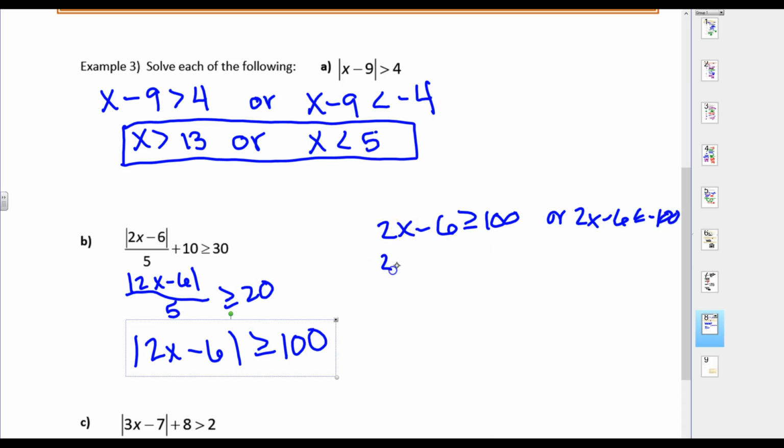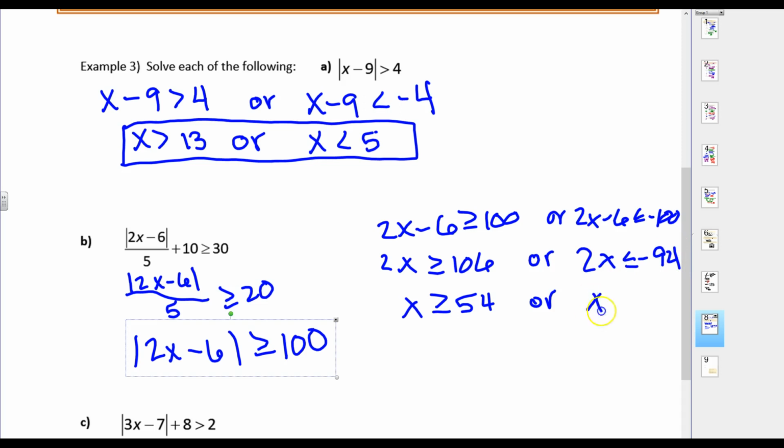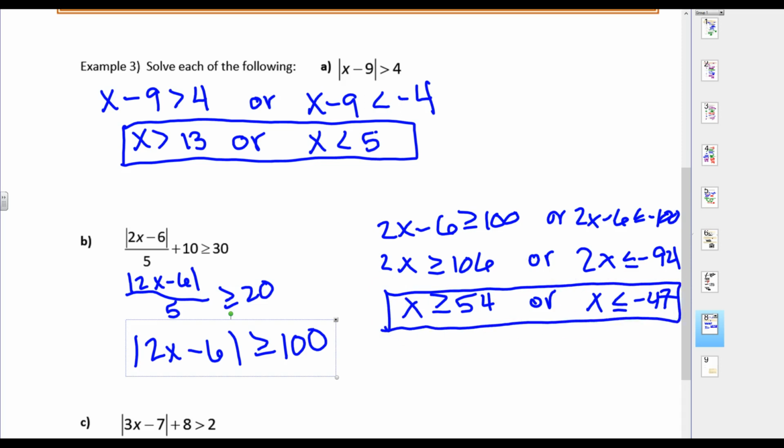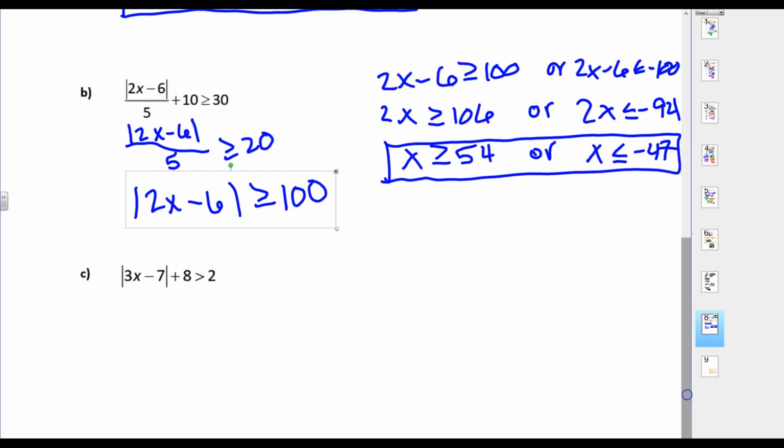Add 6 to this side, so I get 2x is greater than or equal to 106. Divide by 2 to get that x is greater than or equal to 53. Or on this side, add 6 over here to get 2x is less than or equal to -94. Divide by 2 to get x is less than or equal to -47. So my answer is the compound inequality: x is greater than or equal to 53, or x is less than or equal to -47.